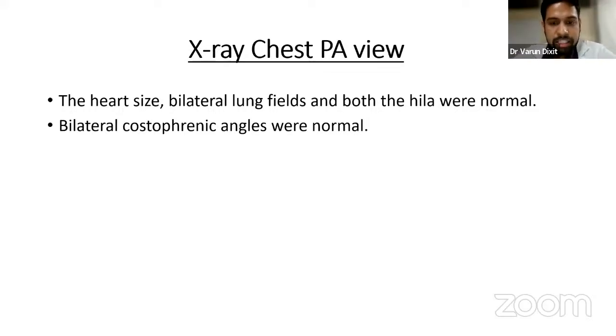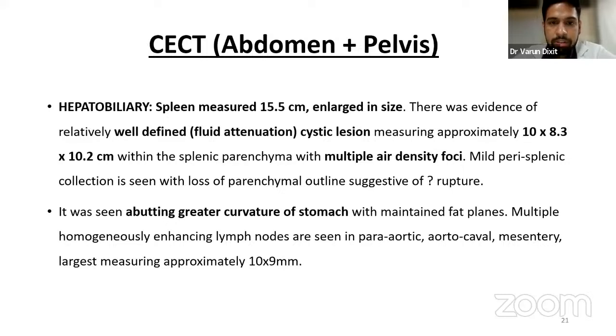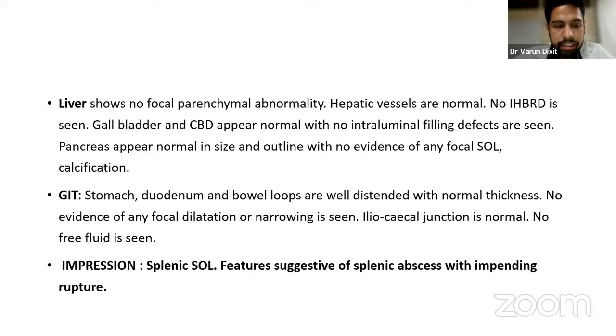We did an X-ray chest PA view to look for any pleural effusion, which was not suggestive of any abnormality. So we planned the patient for a CECT abdomen plus pelvis, which showed an enlarged spleen measuring 15.5 centimeter. Also, there was a well-defined fluid attenuation cystic lesion measuring approximately 10.2 centimeters with multiple air density foci. Also, the spleen was seen abutting the stomach. Rest, there was no other abnormality reported in the CT abdomen, and the impression was splenic space-occupying lesion, features suggestive of splenic abscess with impending rupture.